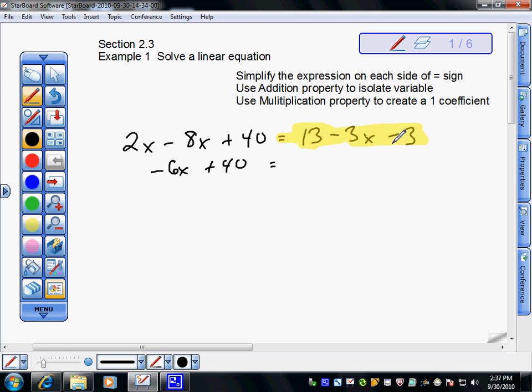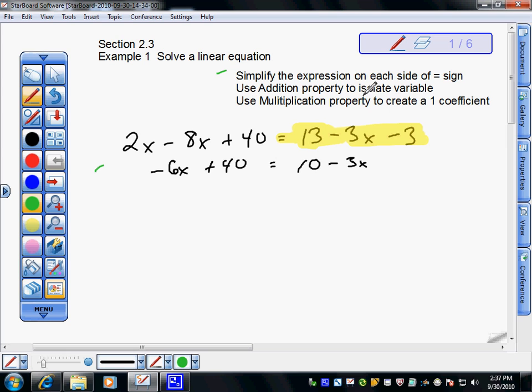Now I'm going to focus on this side of the equal sign. 13 minus 3x minus 3. Well, the 13 and 3 are the constants, and those can be combined, so I end up with 10 minus 3x. So on this line, I have, in effect, taken care of simplifying each expression.